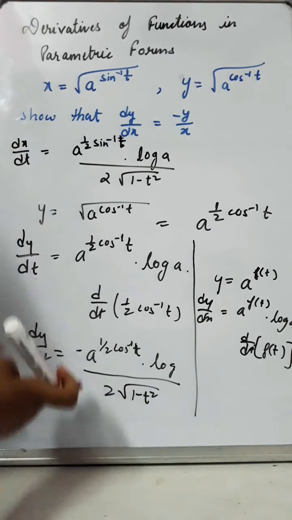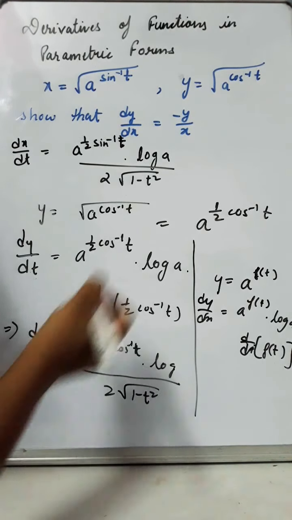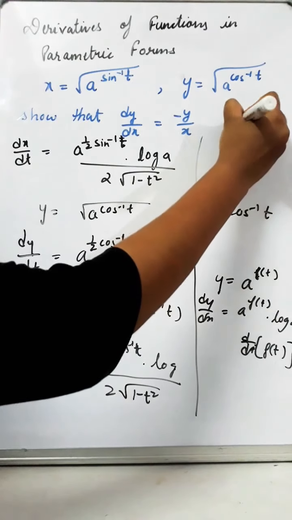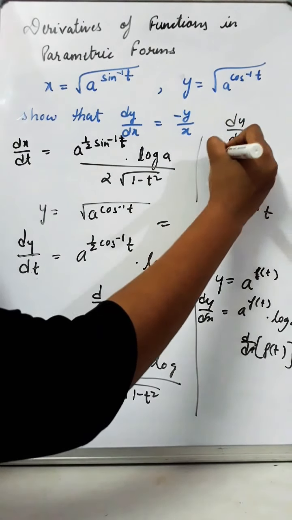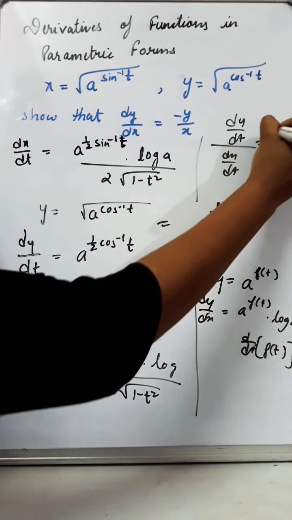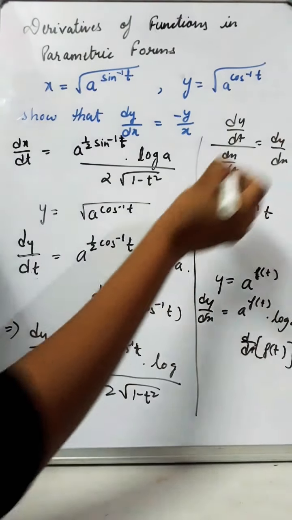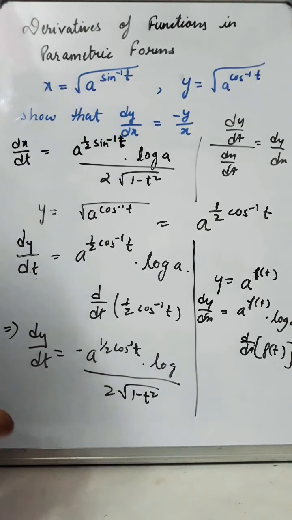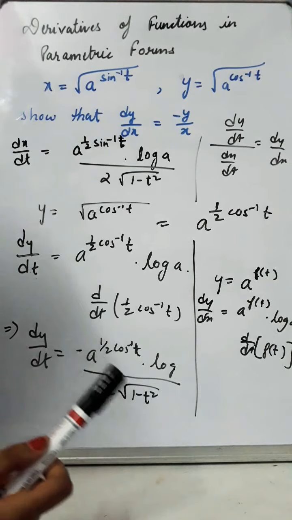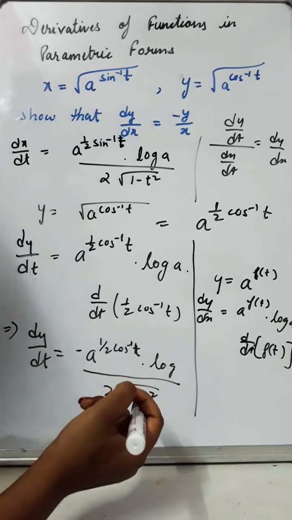Now you have got dx dt, you have got dy dt, divide them. dy dt whole upon dx dt gives you dy dx, and you will find this on your own and tell me what you have obtained as the answer. Alright, thank you.